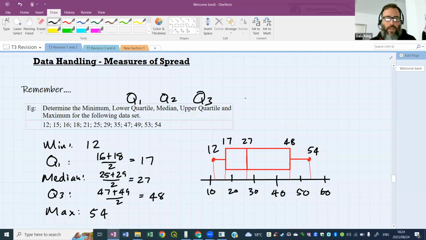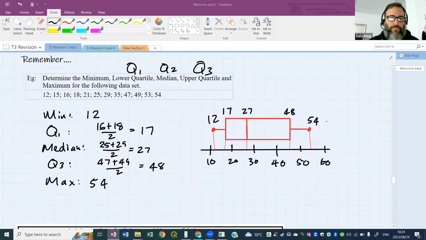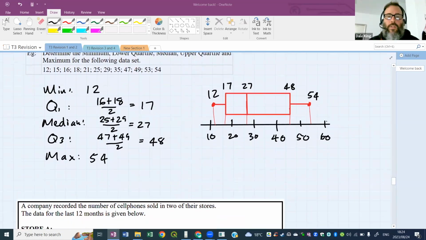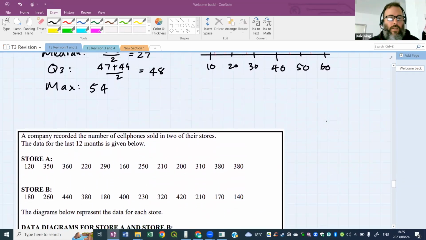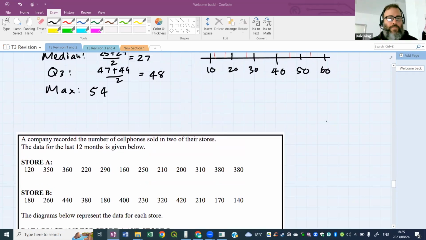You guys, Matric, you should know how to read a box and whisker plot. Even if you don't know how to draw one, that's fine, but you should be able to read a box and whisker plot. Okay, let's dive deep now. Let's dive into the deep, dark waters of data handling. All right, here's a contextual question.